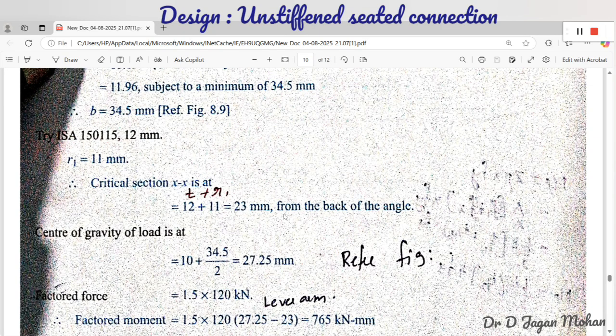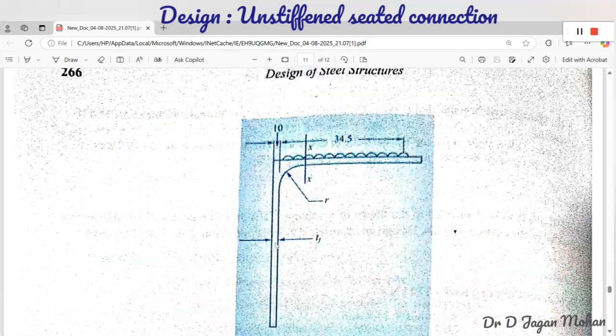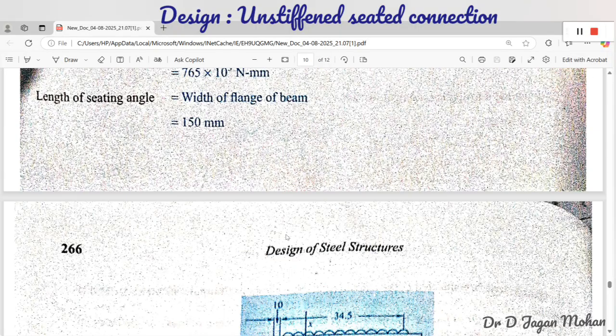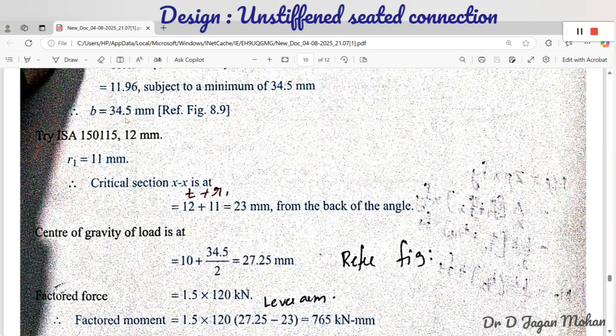So that is thickness of the flange plus, yeah, this one. This is the thickness of the flange, the root radius, this one. Add these two values, it is going to give T, thickness of the flange, plus root radius, that is 23 mm from the back of the angle, this one. Now center of gravity. So that is a 10 mm gap plus b by 2, small b by 2. Small b by 2 I have calculated 34.5. So this is the center of gravity.